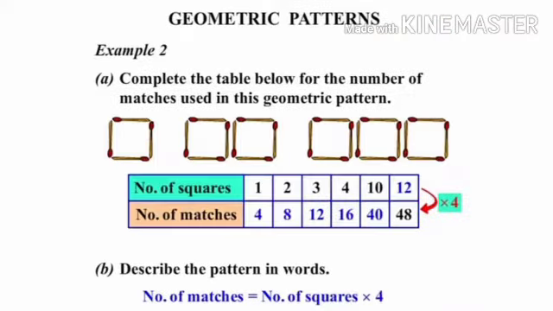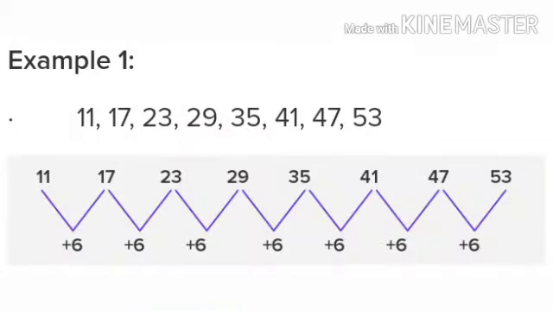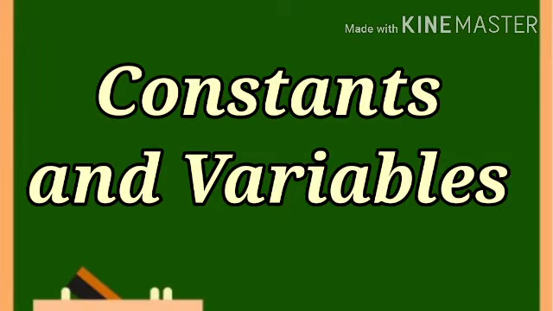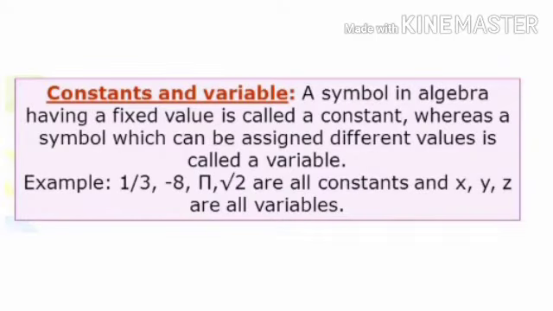Students, in class 6, we have learned how geometric patterns and number patterns can be generalized using variables and constants. A variable takes different values which is represented by x, y, z, etc. And constant has numerical values such as 31, -7, 2, etc. In other words, a symbol in algebra having a fixed value is called a constant, whereas a symbol which can be assigned different values is called a variable.